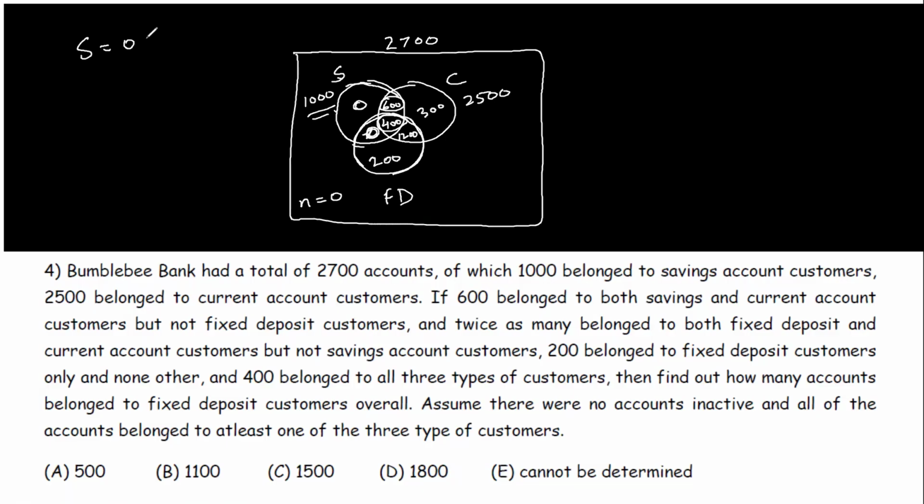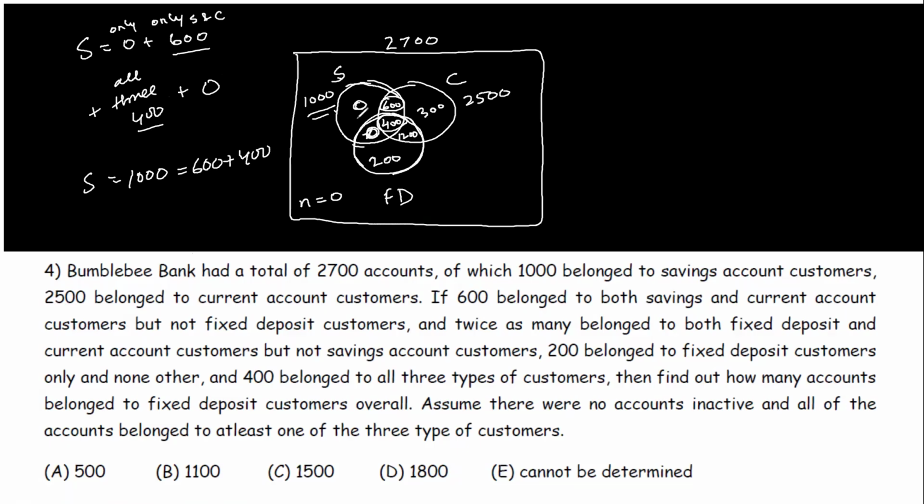So only savings account is 0. Then only two things, savings and current account, is 600, and all three is 400, plus 0 for only two things, savings and FD. These together make up the savings, which is 1,000, correct? So we come to know these two are 0. Now the total FD portion is made up of 0, plus all three, 400, plus only current account and FD, 1,200, and then only FD, 200, given to us. Therefore, the FD total is 1,800. Solved.